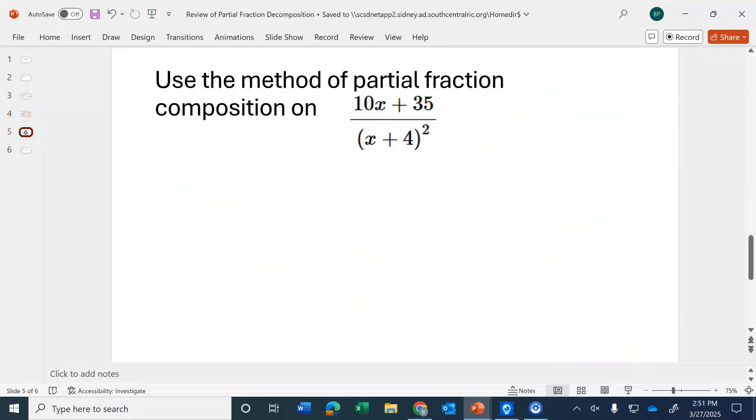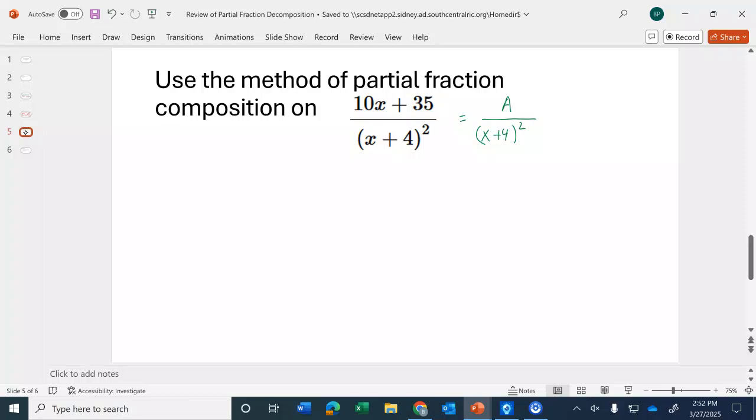Now, the second one has a slightly different component to it, and that is that x plus 4 quantity squared on the bottom. Now, it's already factored, which is nice. Our mind would automatically think, well, wouldn't I be able to break this down into just x plus 4 squared with our a on top? And that's almost true. The problem here is there's an extra component.